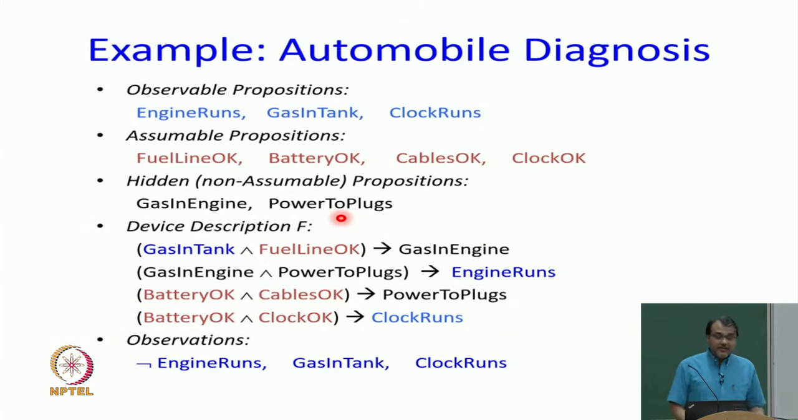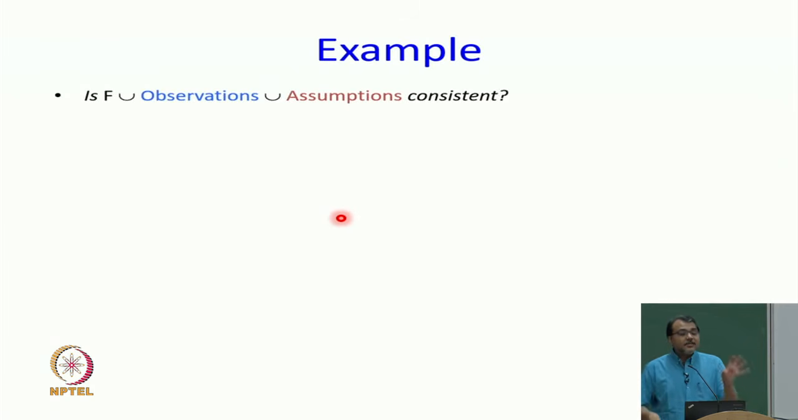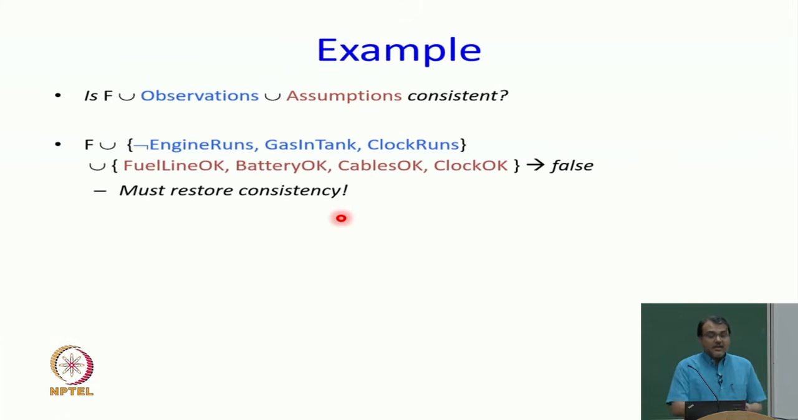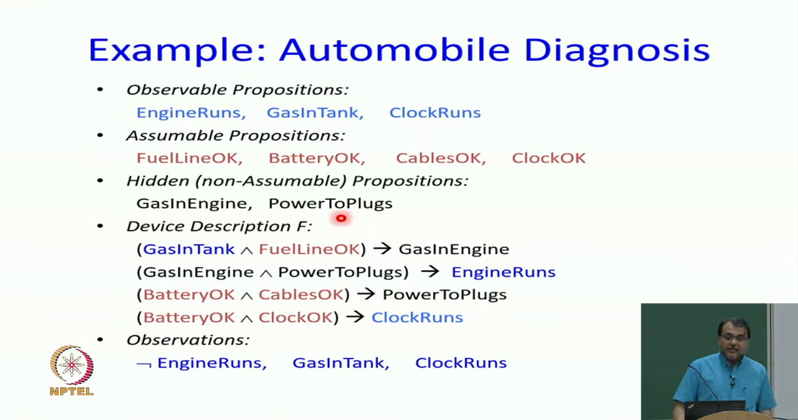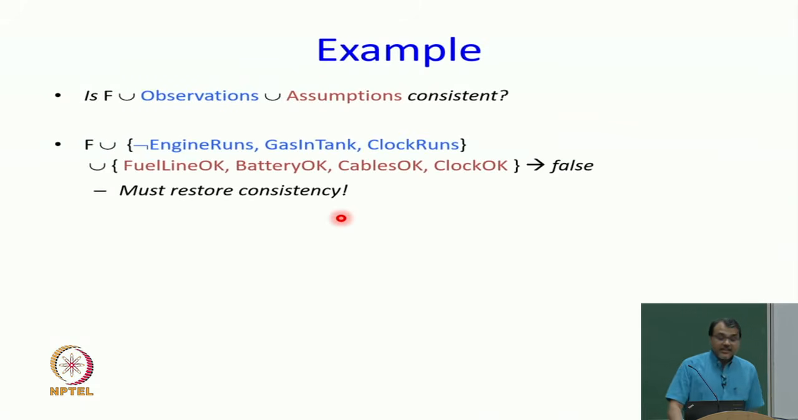And you suddenly observe that the engine is not running, but there is gas in the tank and the clock is running. And now you have to hypothesize what must have happened in the car to figure out where to look, where to try to fix the problem. So the first thing you say is, is F union observations union assumptions consistent? Of course, that is not consistent, because if every assumption was true, the assumptions here were fuel line is okay, battery is okay, cables are okay, clock is okay, then the engine should have been running, but the engine is not running.